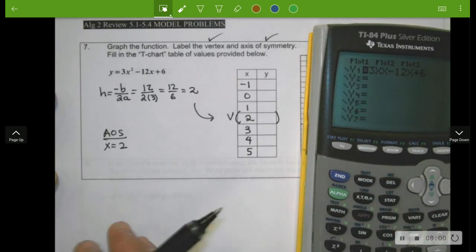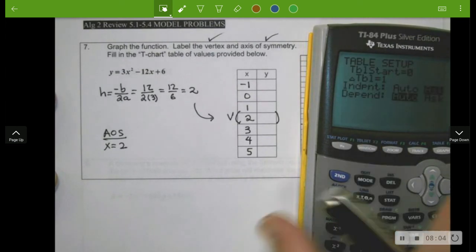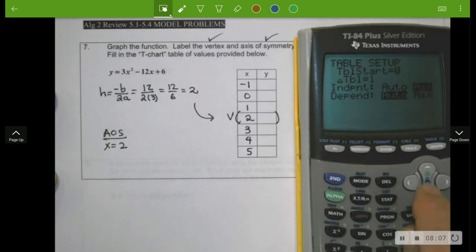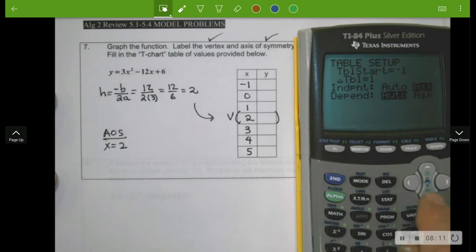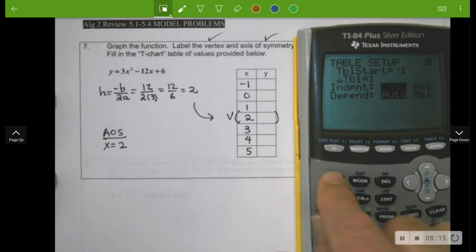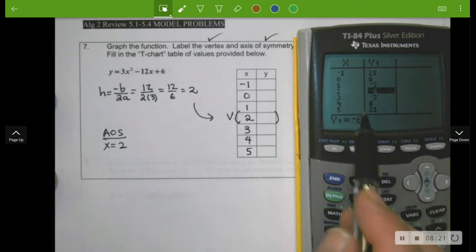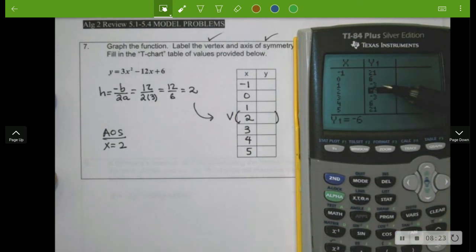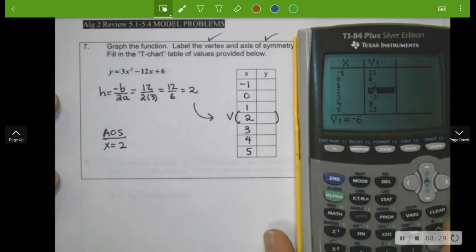just like that. Then you go second table settings and start your table at this value at the top, -1 in our problem, and turn it to automatic mode. Then you go second table, and you should be able to see some symmetry here if you go to that middle point. Sure enough, you see the -3s on either side of that +6. So I'm just going to take these numbers and transfer them over here as I graph this.